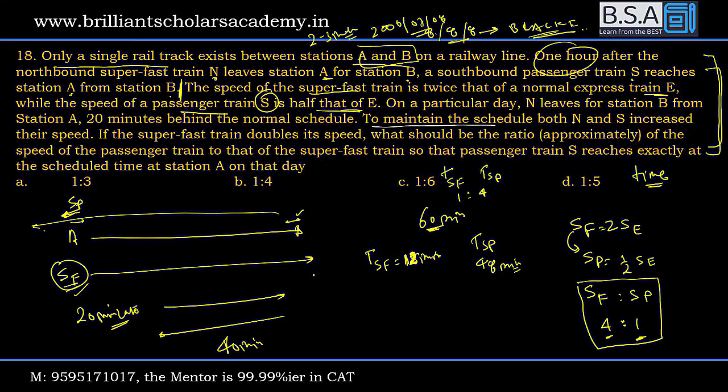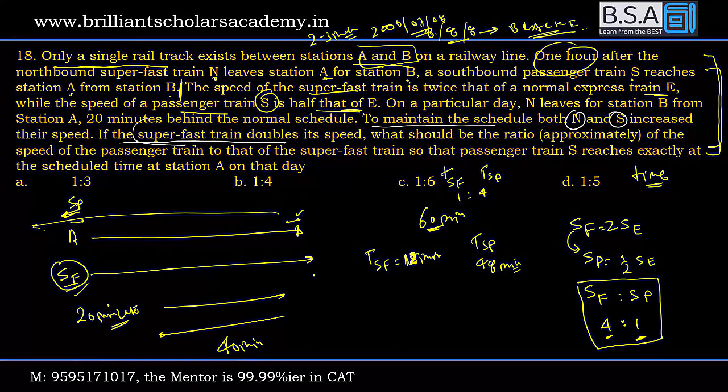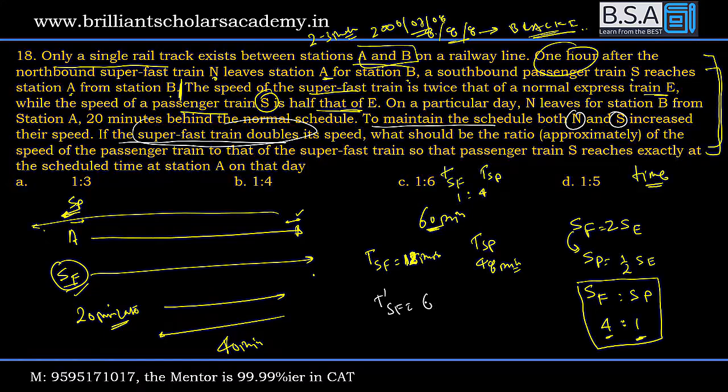To maintain the schedule, both N and S increase their speed. If you double the speed of the superfast train, the new time of the superfast train will be 6 minutes. Earlier it was 12 minutes, you double the speed, it becomes 6 minutes. So how much time does the other train have? 34 minutes.